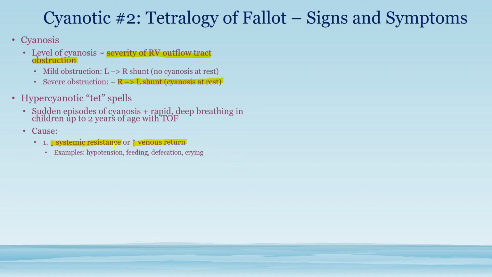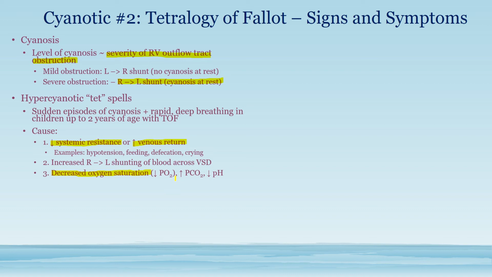So examples of this are hypotension, feeding, defecation, and crying. Hypotension, you have decreased resistance because you lose volume. Feeding, defecation, crying will all increase venous return, and these will all cause the TET spells that we see. We have increased right to left shunting of blood across the VSD, which we just mentioned, because of these two causes. And we have decreased oxygen saturation of the systemic blood.